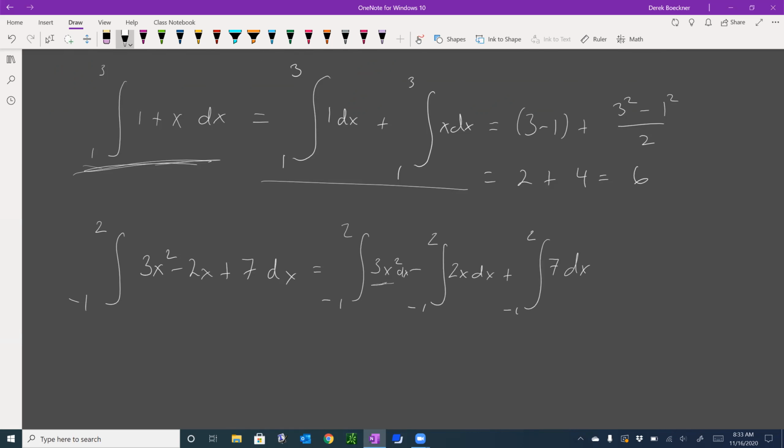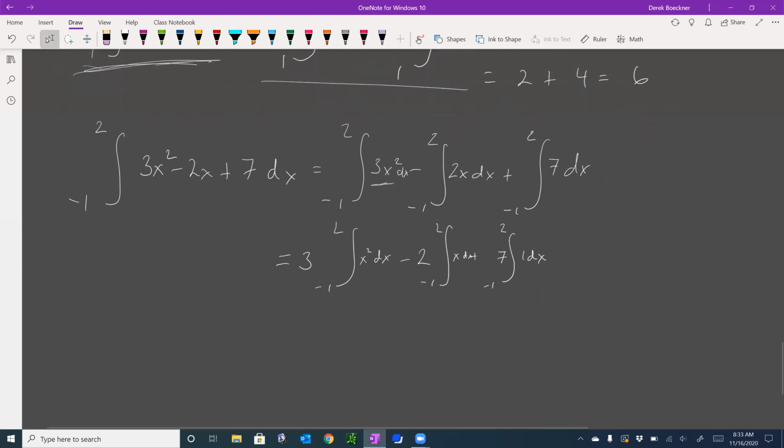Okay, what do I do with the 3x squared? I can move the 3 outside. I can move the 2 outside. I can move the 7 outside. What's left inside if I move the 7 outside? 1. Okay.